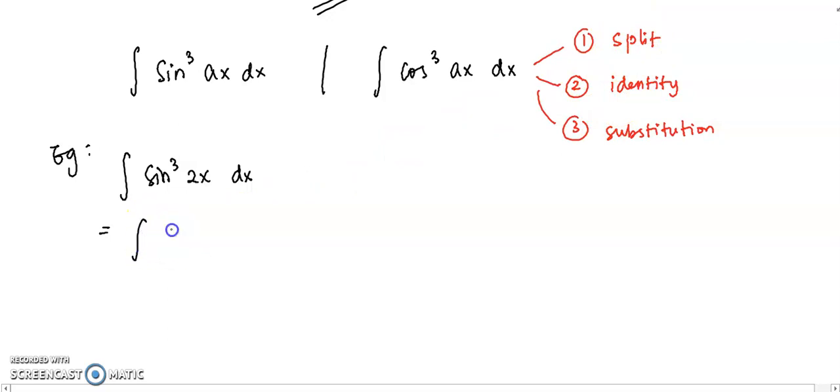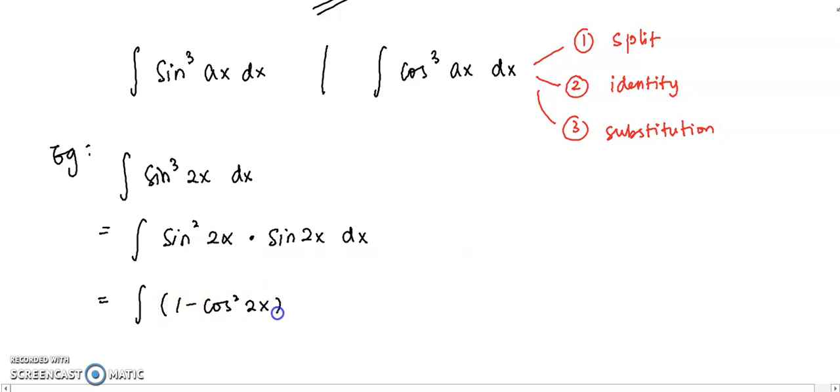How do I split? I split into sine power of 2x, multiplied by sine 2x dx. From the power of 3, I split into sine square multiplied by sine power of 1. After that, you will replace the sine square using the identity in terms of cos. So sine square plus cos square equals to 1, meaning that the sine square here, I can replace it by 1 minus cos square 2x. And sine 2x just copy back.